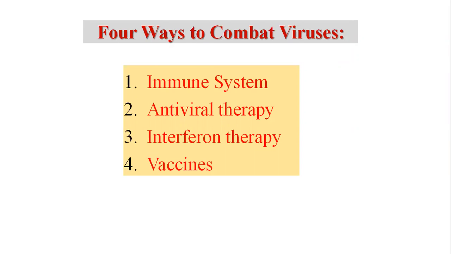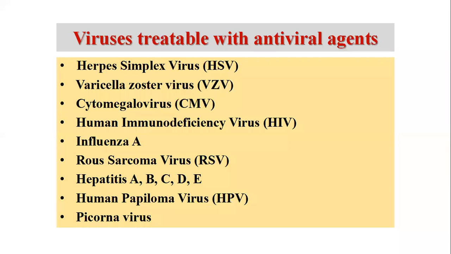Our immune system can combat viruses, as can antiviral therapy, interferon therapy, and vaccination. Now, this slide tells you the type of viruses treatable with antiviral agents: herpes simplex virus, varicella zoster virus, cytomegalovirus, human immunodeficiency virus, influenza virus, Rous sarcoma virus, 5 different types of hepatitis, human papilloma virus, and picornavirus.